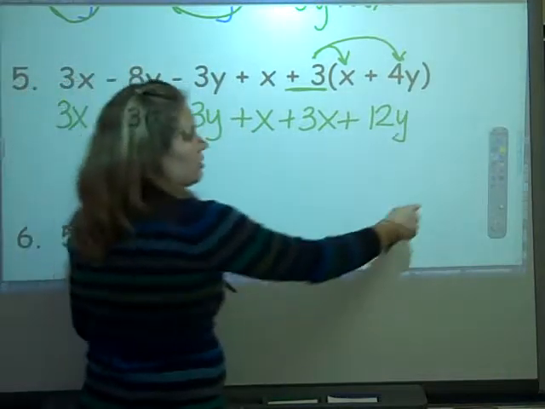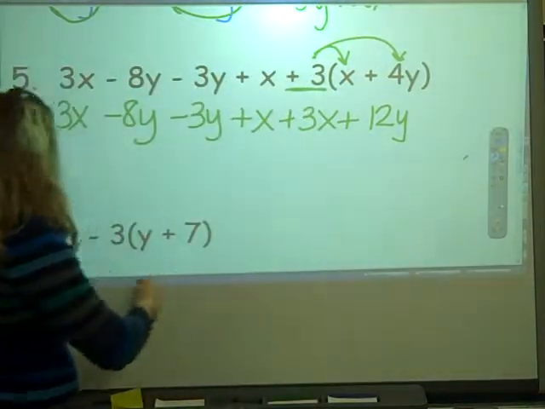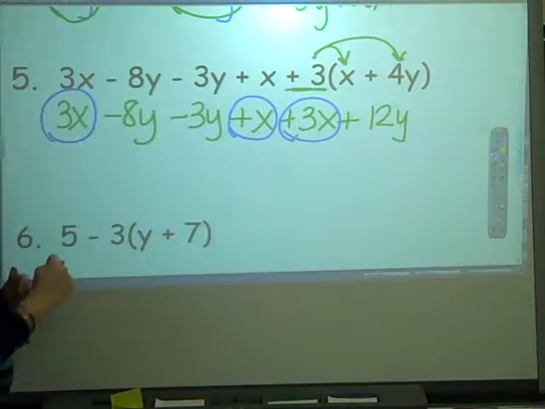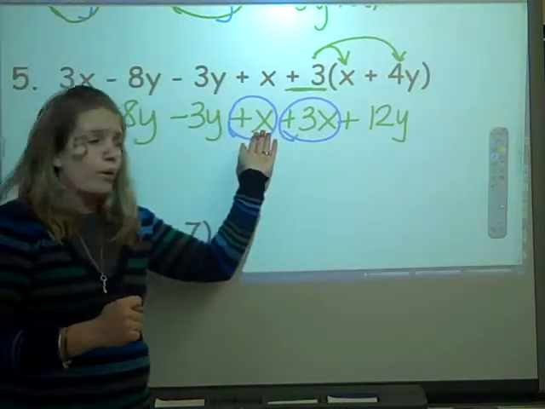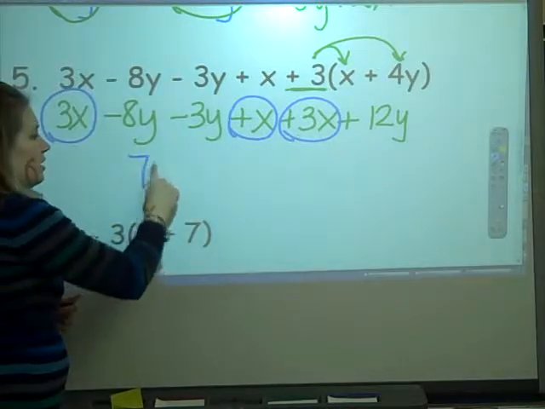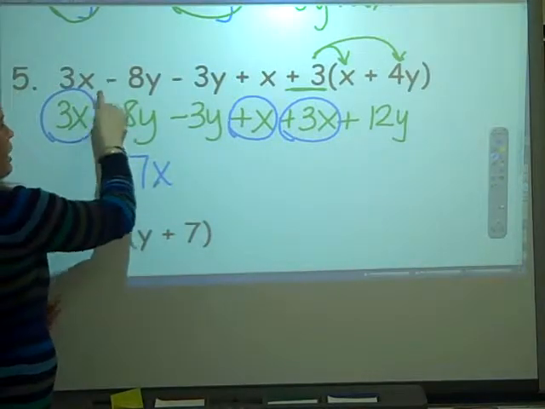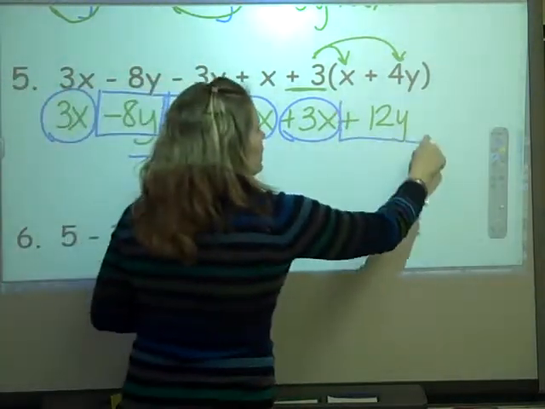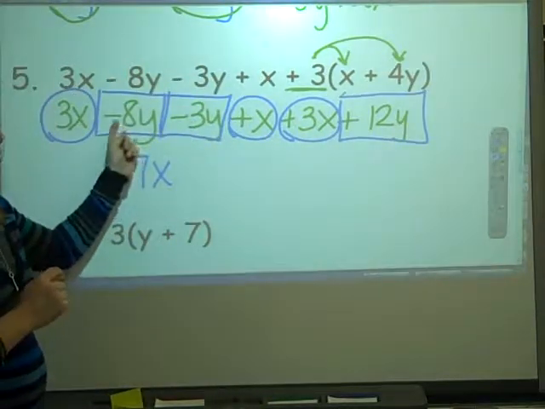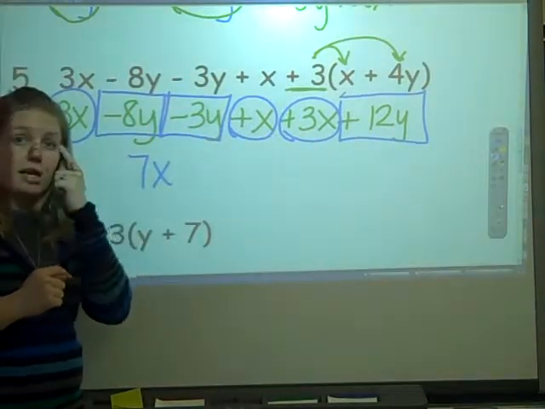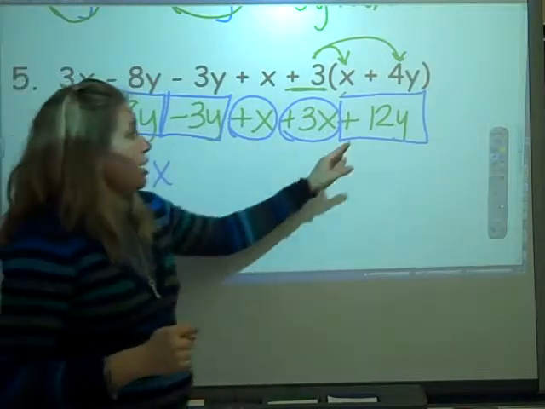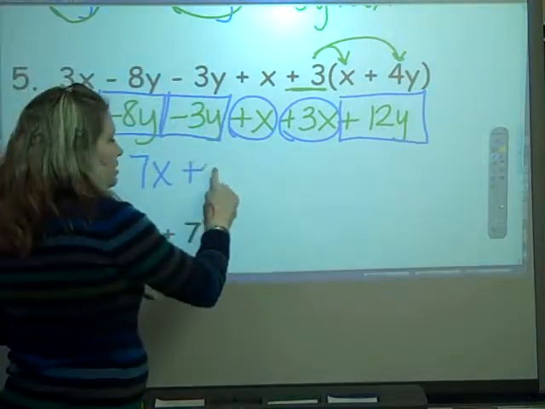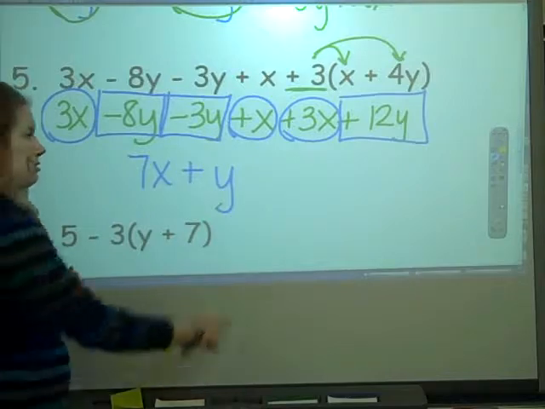Now I look for my like terms. x is 3x, positive x, another positive 3x. Those are all my like terms. 3 plus 1 is 4, plus another 3 would be 7x. My y's, negative 8y minus another 3y plus 12y. Negative 8 minus 3 is negative 11. Negative 11y plus 12y, negative 11 plus 12 is a positive 1y. So I write plus y. Okay, that would be your answer.